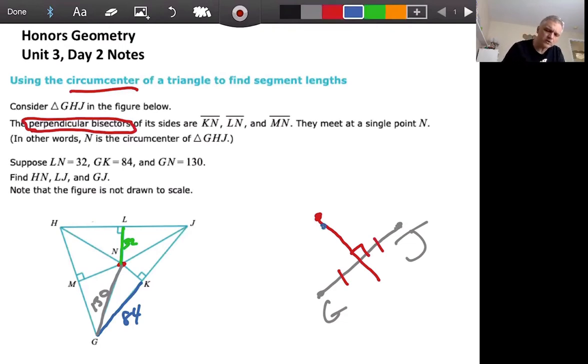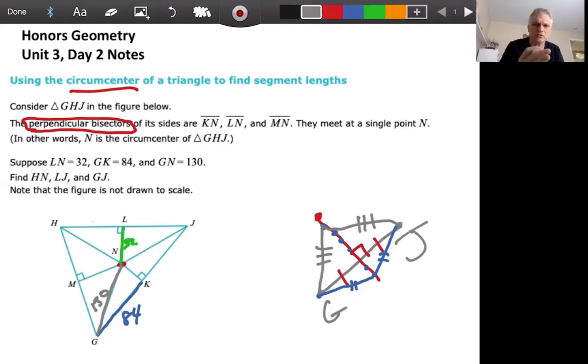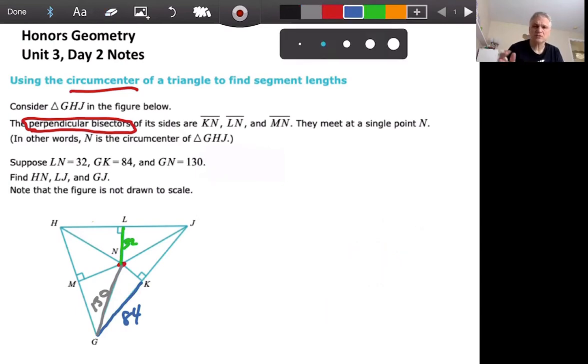And that is that any point on the perpendicular bisector is equidistant from the endpoints, point G and point J, which just means that any point on that perpendicular bisector, if I connect that point to both J and G, I would see that those connecting segments would be congruent. So if I have a point here that's on the perpendicular bisector, then if I draw a segment to the endpoints, we're going to have congruent segments, right? So any point on a perpendicular bisector is equidistant from the endpoints of the segment that it bisects.